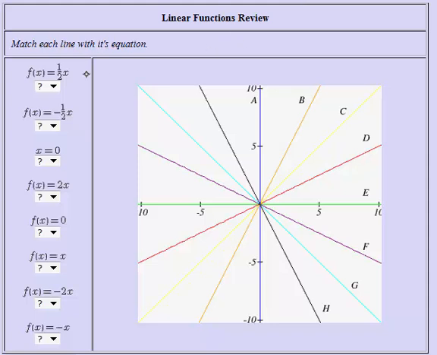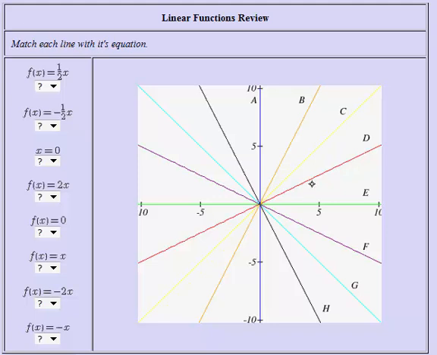In this problem, we're given several equations and several graphs, and we are to match each of the linear graphs with its equation. I'd like to start with the lines that are increasing as you move left to right, like line D, C, and B. These lines would have a positive slope.